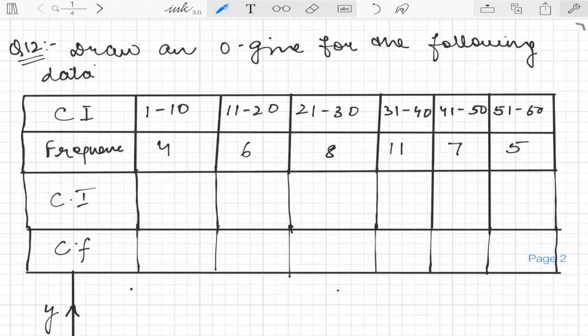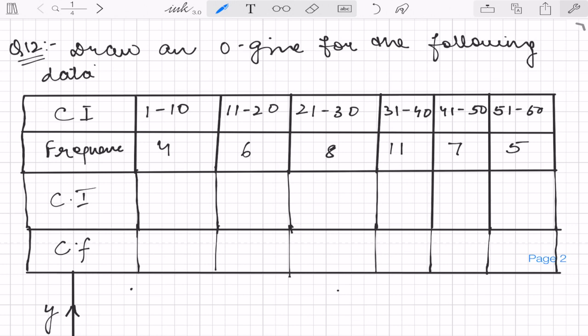Yes, now we will take the next type of graph, that is ogive. The other name of this graph is cumulative frequency curve. So for drawing the ogive or a cumulative frequency curve, we need to draw a cumulative frequency table. So first we can see here the class intervals are given in the form of a discontinuous series. As we have already studied in class 9, whenever a discontinuous series is given, first we need to convert it into a continuous series by adding 0.5 to the upper limits and subtracting 0.5 from the lower limits.